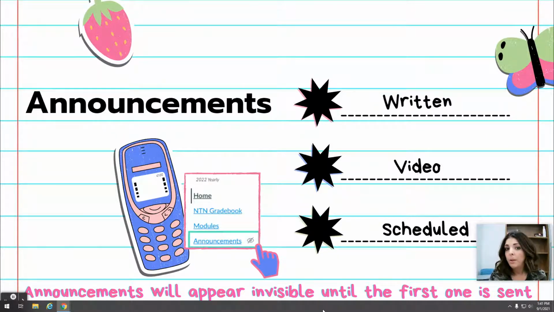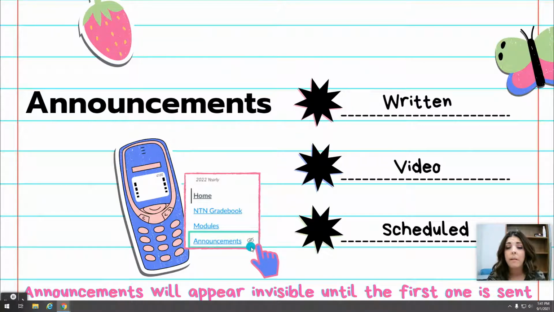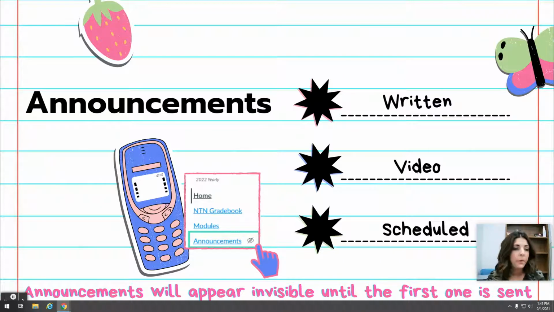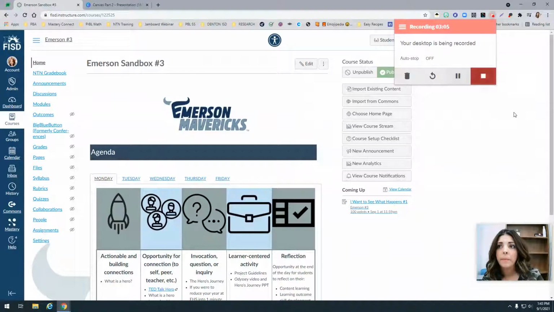So at first, when you are looking at your yearly class, if you'll take a look right here, you'll see announcements, and no matter if you turn it on or not, it will show invisible until you send your first announcement. No matter what you do, they will show invisible. So we're going to take a look at announcements. They can be written, typed up, they can be video announcements, and they can also be scheduled. So we are going to hop on over to Canvas, and we're going to take a look at announcements.